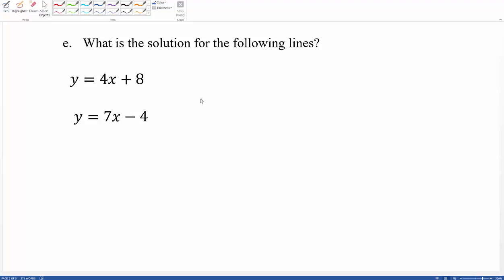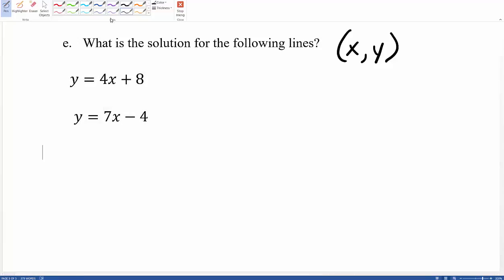Here we are at our target 5E from our chapter 2 study guide. We're asked, what is the solution for the following lines? Now, when we hear the word solution, what should come to mind is that we should have some x, y coordinate value where these two lines end up crossing and meeting.